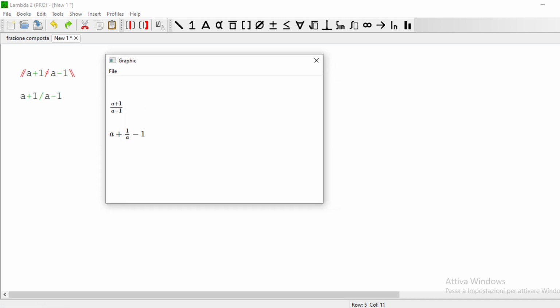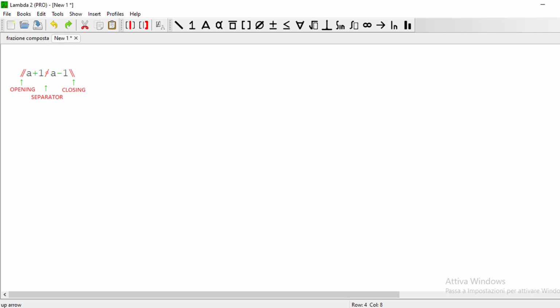If we used only the fraction sign, the formula obtained would be different. The compound fraction, we call it that to distinguish it from the simple fraction, in the first example, requires 3 markers. An initial, opening one, an intermediate one, the fraction line, and a final, closing one.